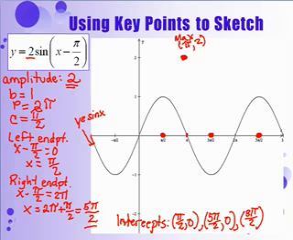Okay, to get our minimum, we're going to go halfway between the middle intercept and the right endpoint, and that's going to put us at 2 pi. Looks like I'm going to run into my writing a little bit. So down here at -2 is going to be our minimum. So 2 pi, -2 is our min. Okay, let's go ahead and draw in our curve.